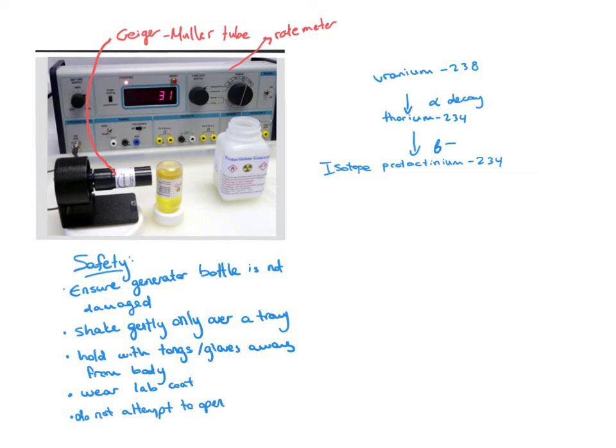From the picture, you can see the setup. So you have your radioactive source, you have your Geiger-Müller tube or Geiger counter, and you have your rate meter, or you could connect it to a computer to make the measurements.